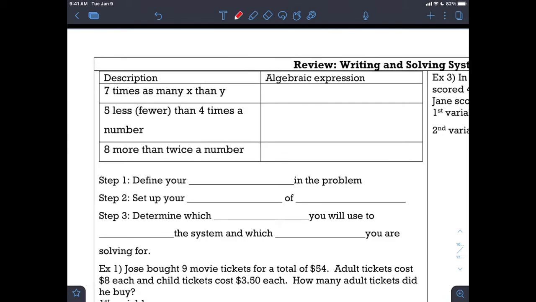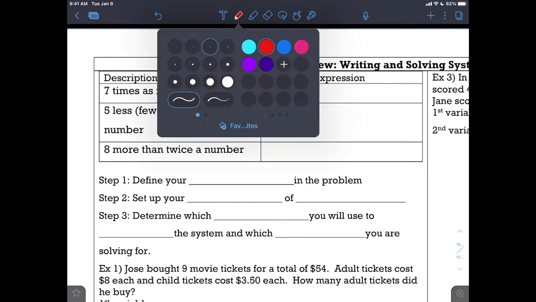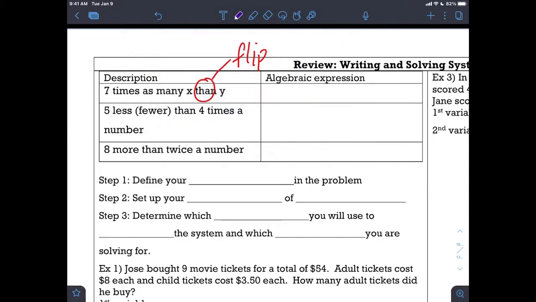So first thing, let's go ahead and look at a couple of these word phrases. So 7 times as many x than y. The word than always tells me that I'm flipping something. Always, always, always, okay? So that means that I have 7 times as many x's as I do y's. So 7, and I'm going to flip y, is x.